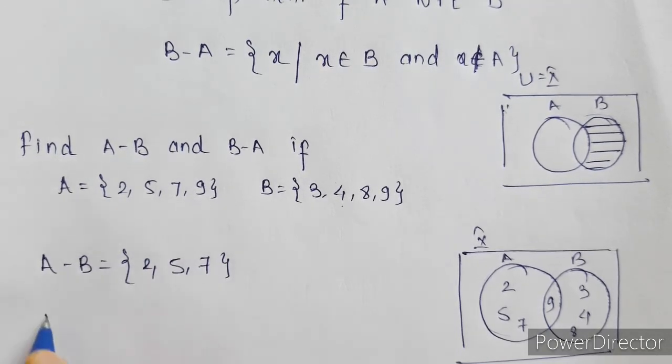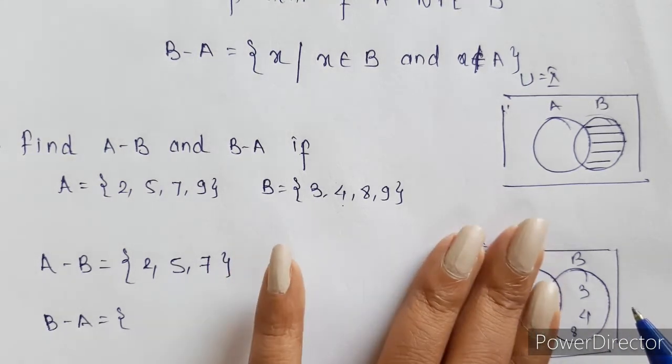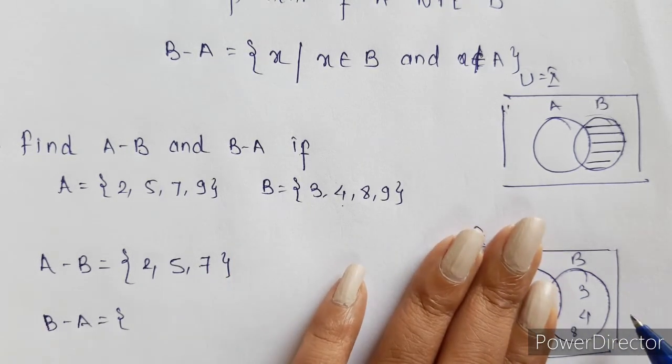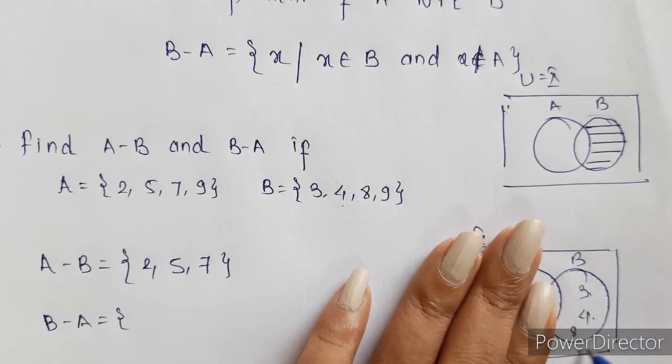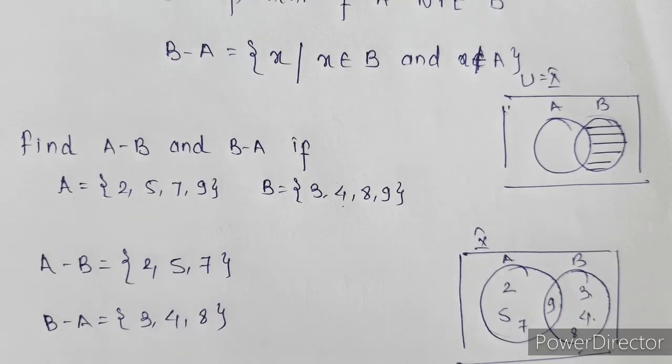Similarly, B difference A. Here the first set is B. So, consider B and from B cancel this A. Whatever is remaining is going to be B difference A. So, what we have is 3, 4 and 8.